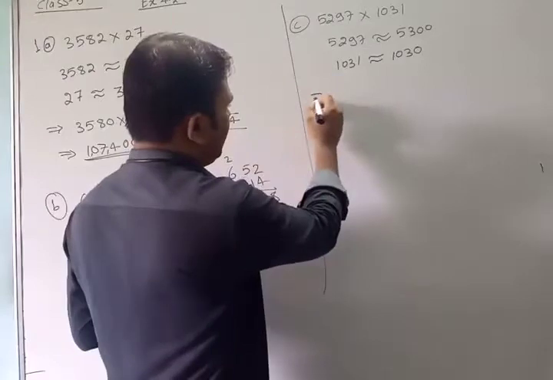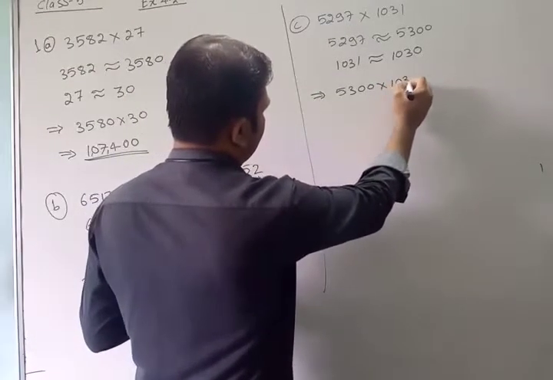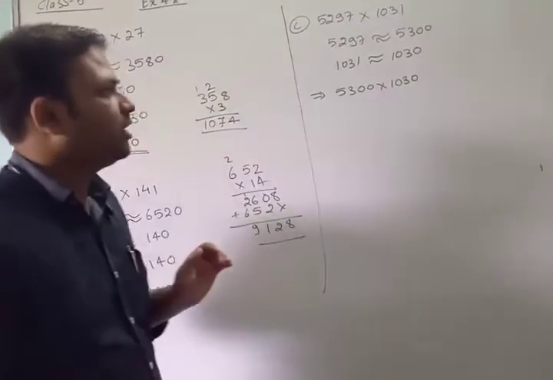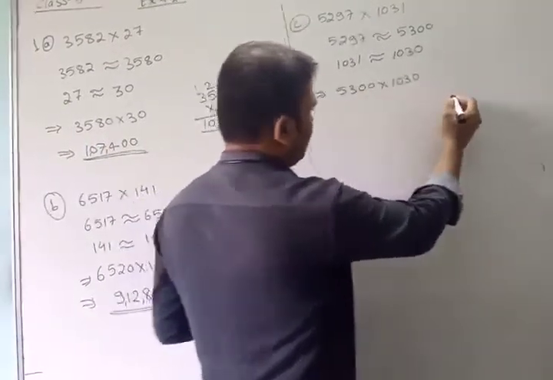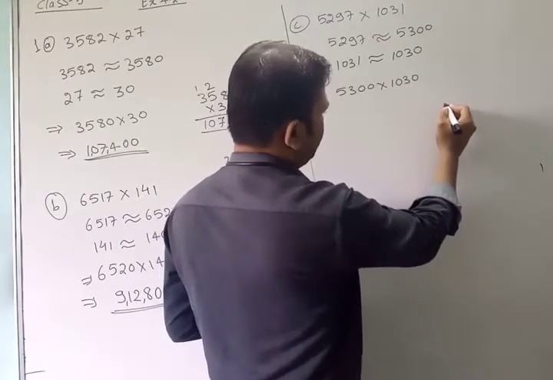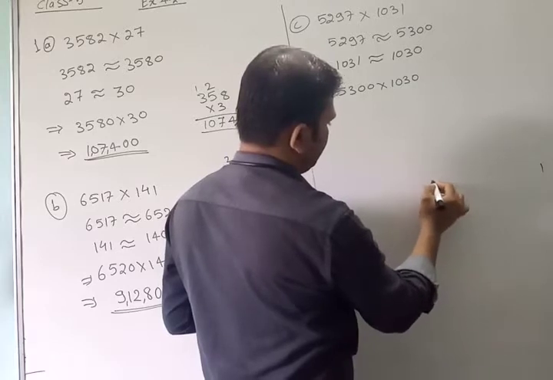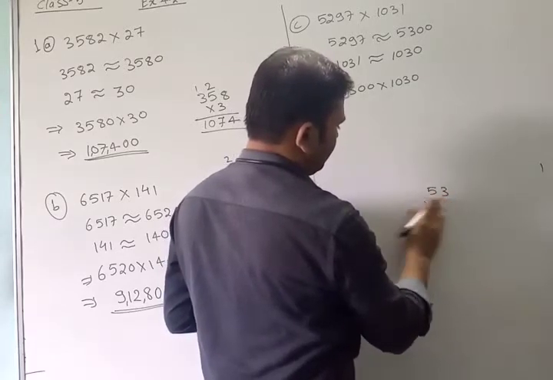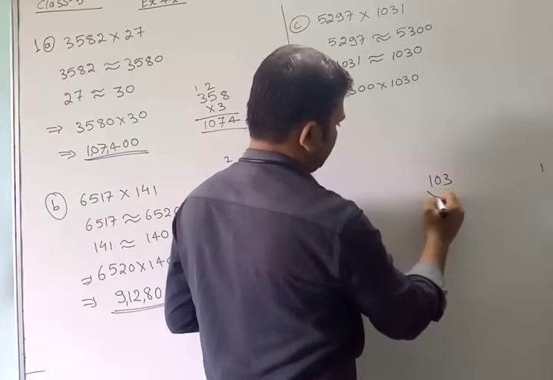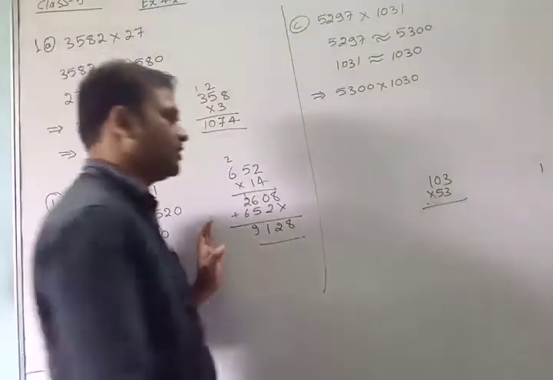Then multiply 5300 into 1030. And what do we have to multiply? We have to multiply 103 and 53. We will put these 30 directly in the answer. So multiply here, multiply here. 53 and 103. 53 multiplied by 103. 103 multiplied by 53. However you write it, on top or below, the answer remains the same.